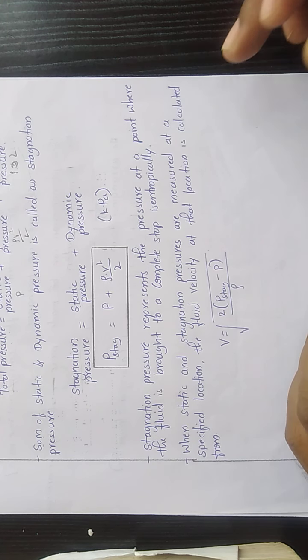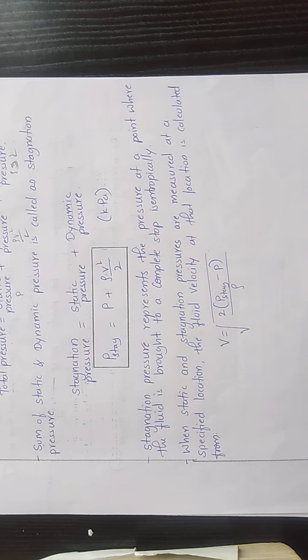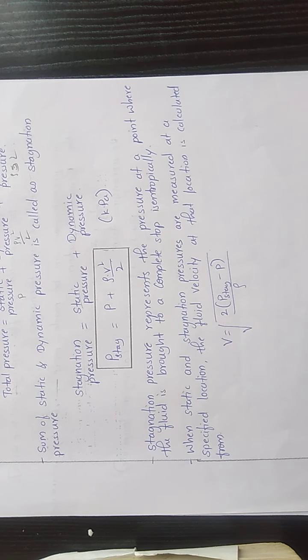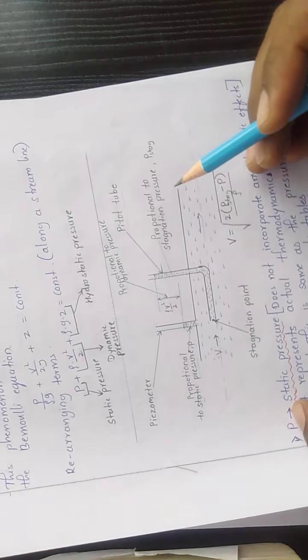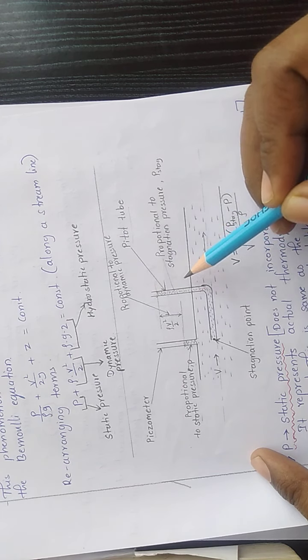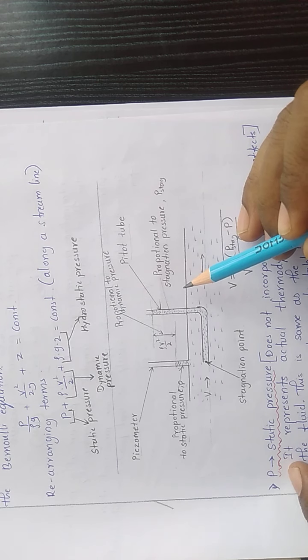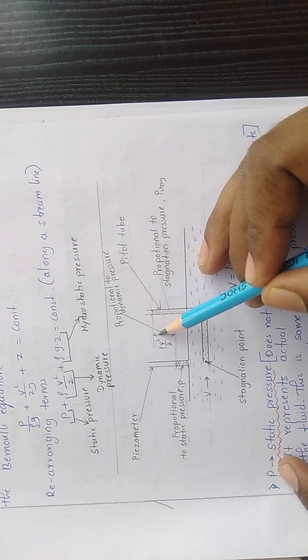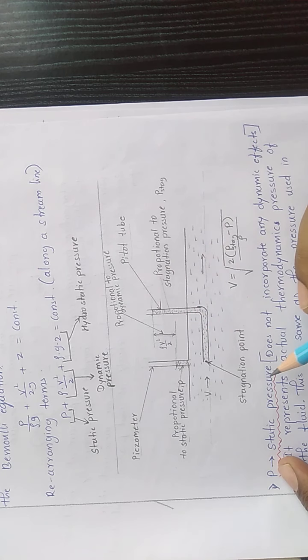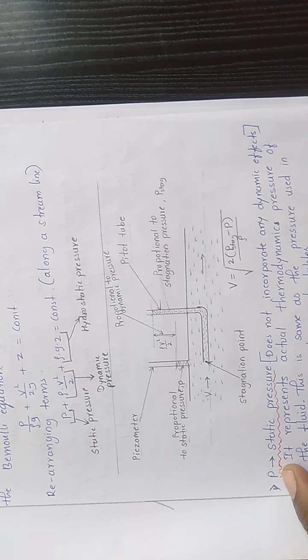Where the fluid is brought to a complete stop isentropically, we call it the stagnation pressure. It is the sum of static pressure plus dynamic pressure. This is nothing but the stagnation pressure.